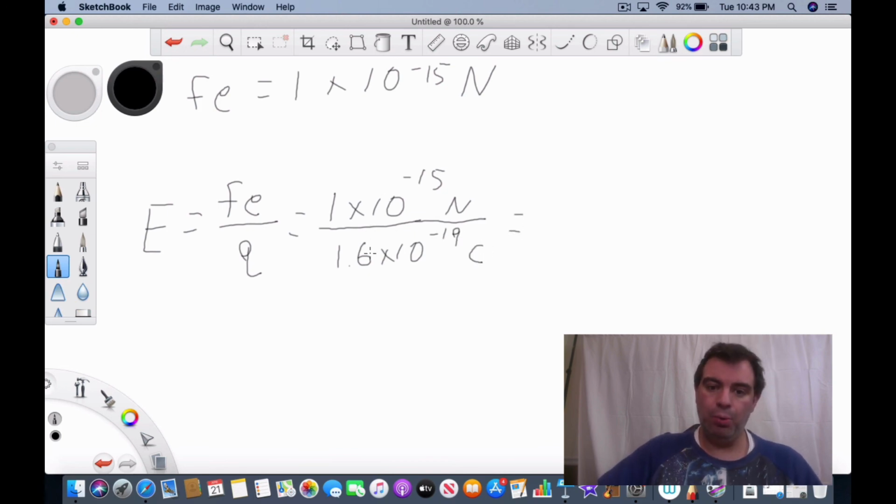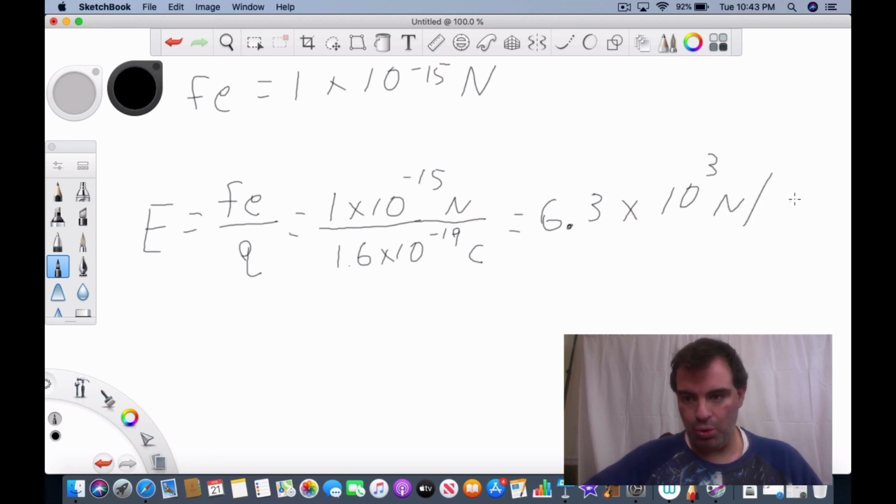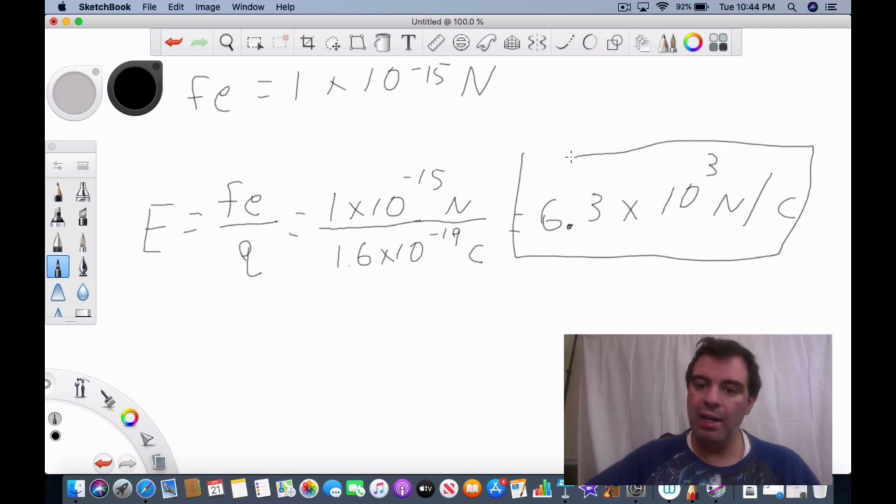If you put these two numbers in your calculator and divide, you're going to see that it's 6.3 times 10 to the third newtons per coulomb. And that is our answer, the electric field strength. So 1 unit of Coulombic charge is going to experience 6.3 times 10 to the third newtons.